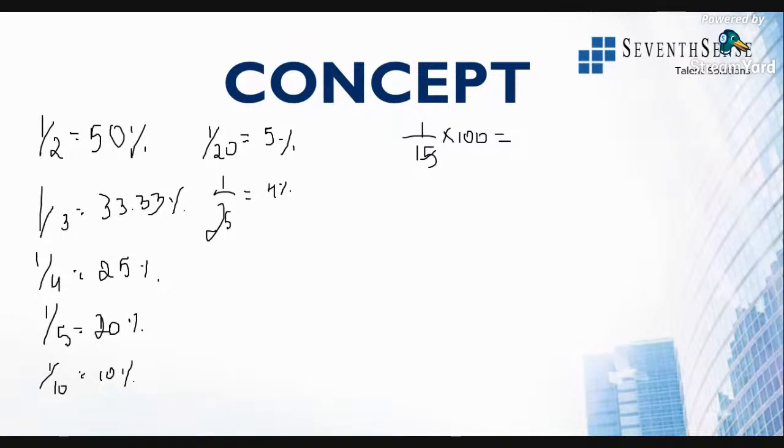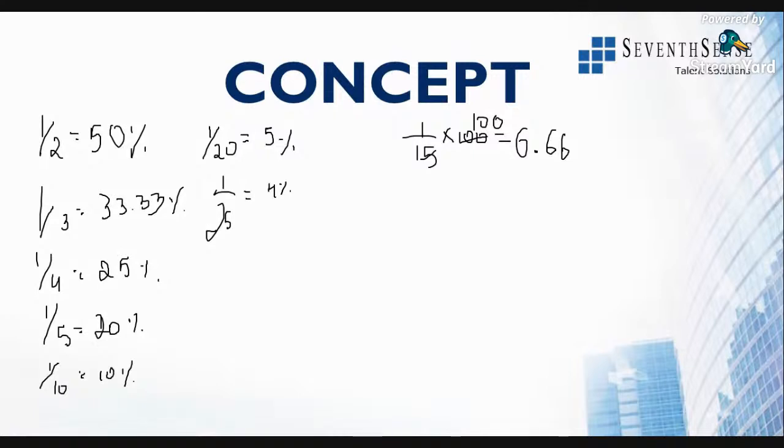So 15 into 6 times is 90, right? Remaining is 10. Again, out of 10, we cannot take 15 parts. So what we'll do, we'll put a decimal while we are dividing, and take it as 100. Again, it will be 100. So it will be 6.666666. It keeps on going.